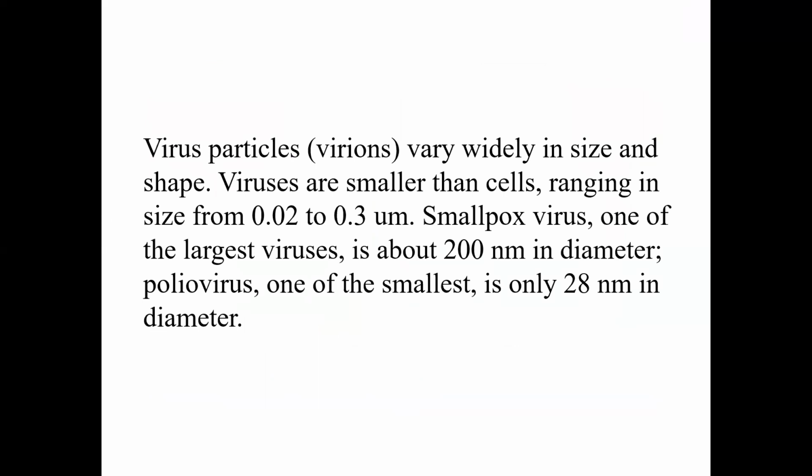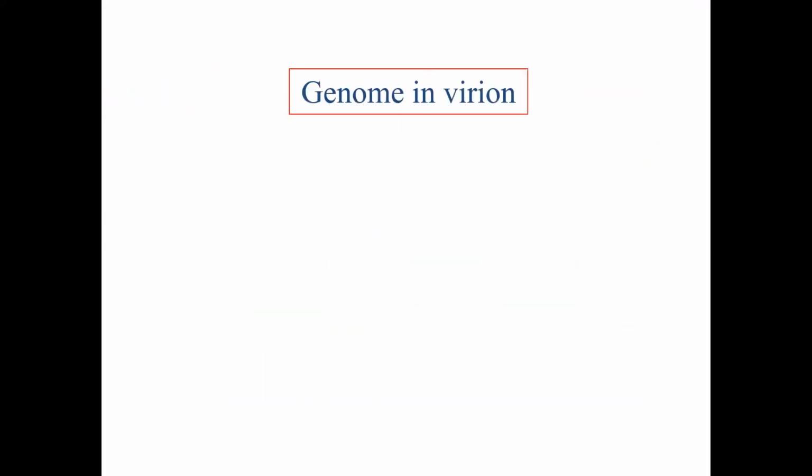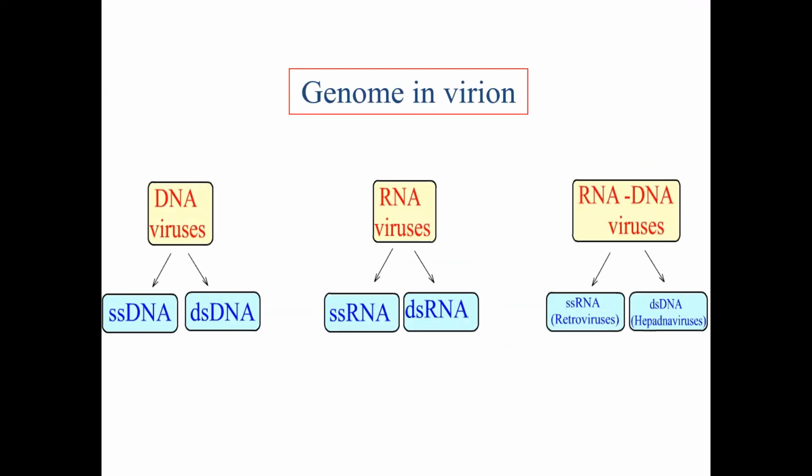Virus particles, also known as virions, may vary widely in size and shape. Viruses, as we know, are smaller than cells, ranging from 0.2 to 0.3 micrometers. The smallpox virus is one of the largest viruses that you would find. It is about 200 nanometers in diameter, whereas poliovirus, one of the smallest, is only 28 nanometers in diameter. So we have large variation in sizes.